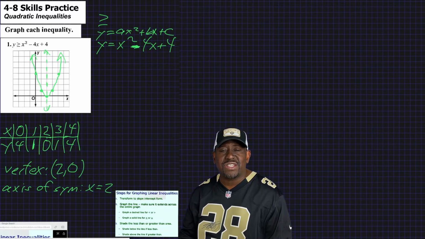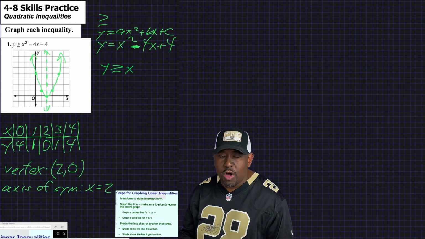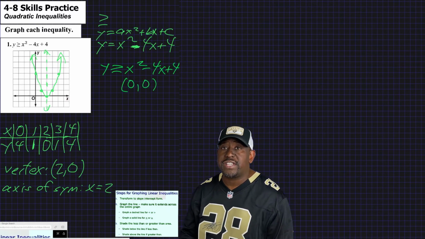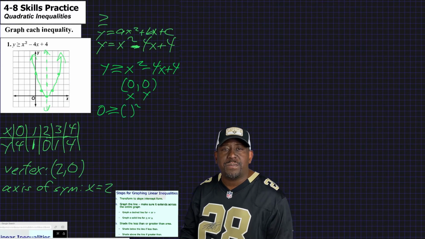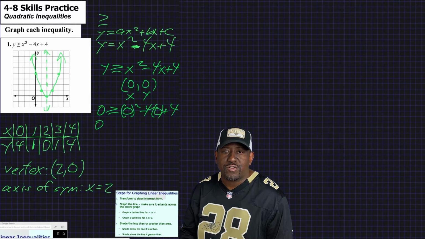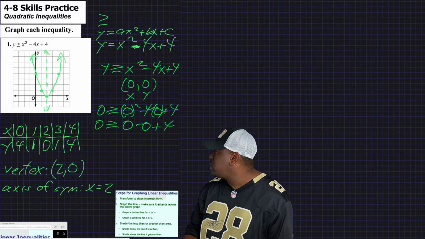But because it's an inequality, we have to figure out which way we shade the inequality. Do we shade inside of the parabola, or do we shade outside the parabola? So we're going to check it. How do you do that? Well, you pick a point, which is 0, 0. 0, 0 will be outside of the boundary graph, the actual graph. And if that's true, then we know that's the region. If it's false, then we know the region inside the parabola is the solution.